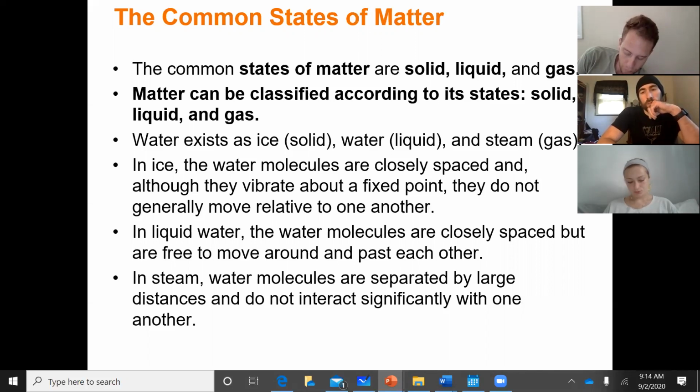If you want to learn more about plasma, you can take a physics class or an advanced physics class. But for the sake of this class, we've got solid, liquid, and gas. Water is a really cool material in that on the surface of Earth, we can find it in all three phases: solid ice, liquid water, and steam, gas or water vapor.